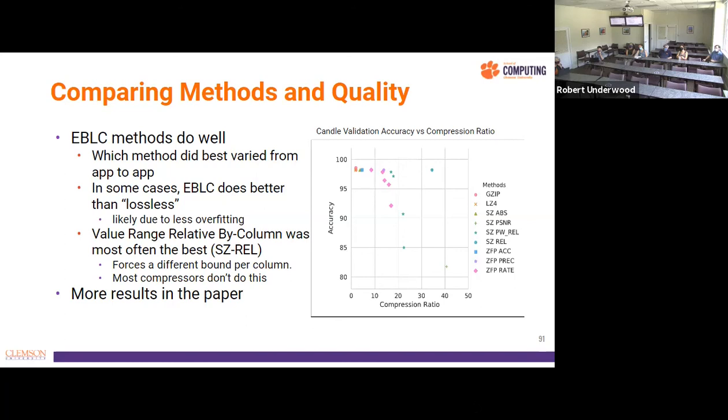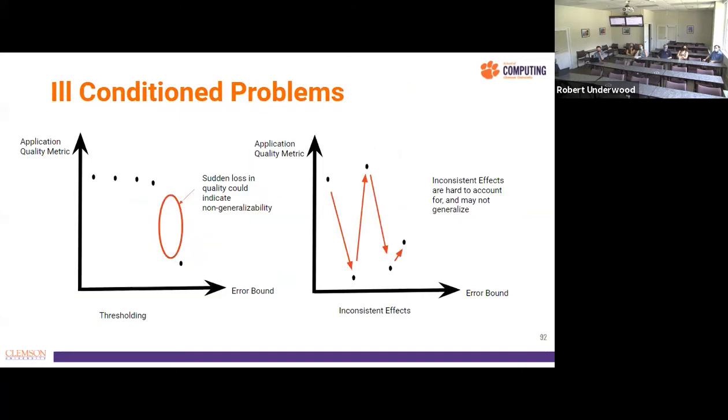What's interesting about this is that most error-bounded lossy compressors don't do anything like this today. They largely don't have a notion of applying different error bounds to different regions of the data. So this identifies an interesting research direction going forward for this particular problem. Results for other data sets can be found in the dissertation itself.